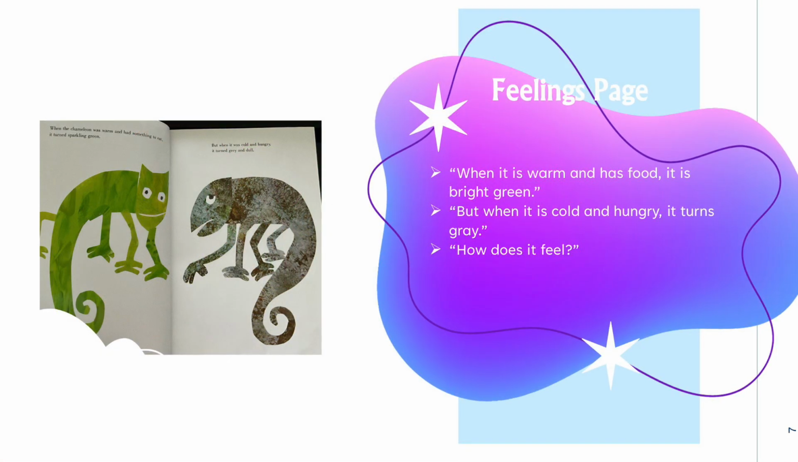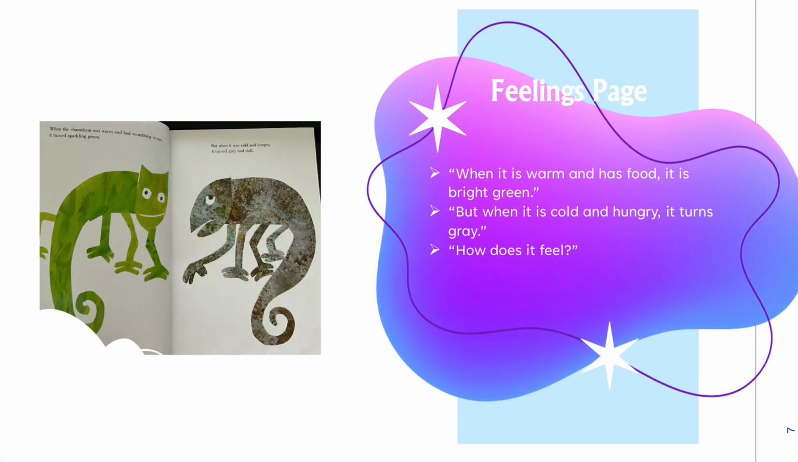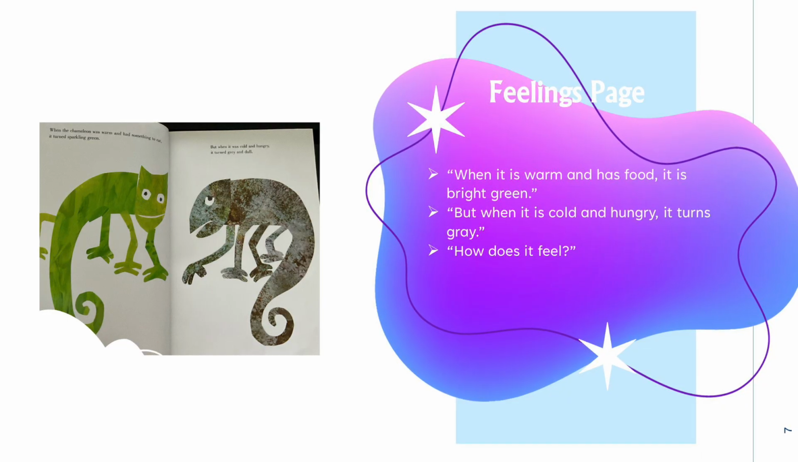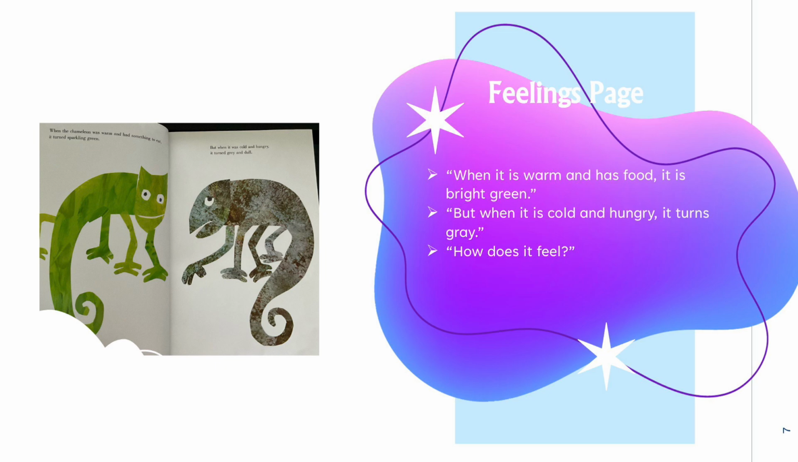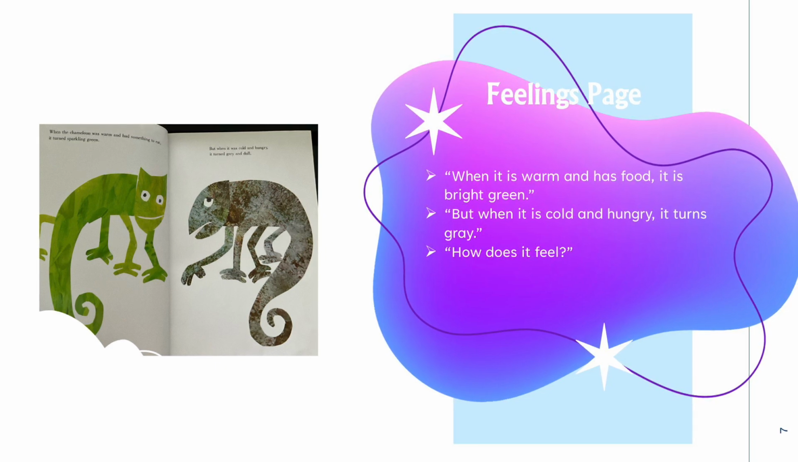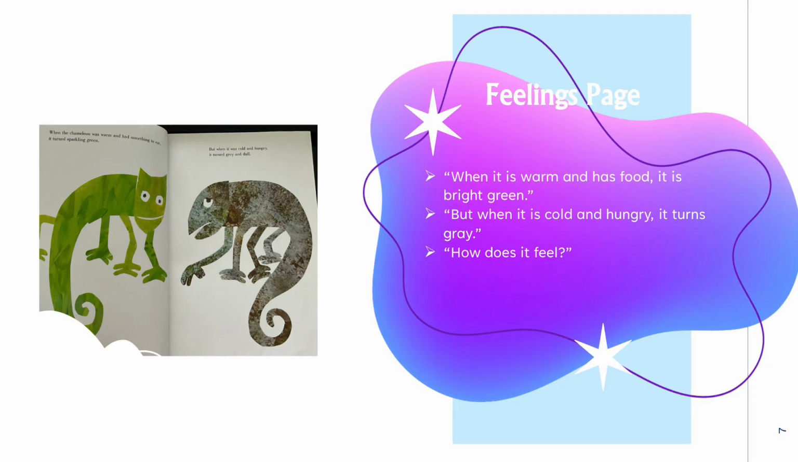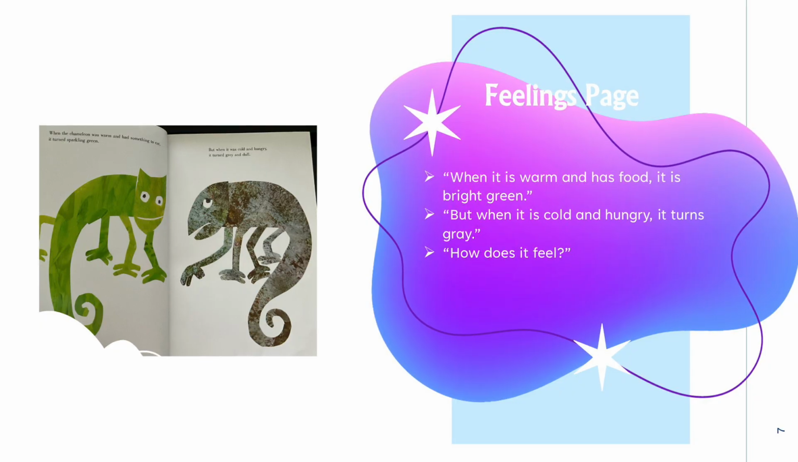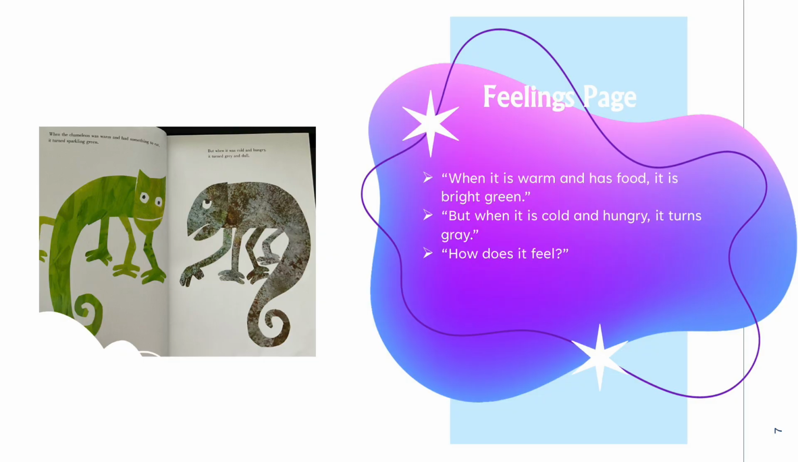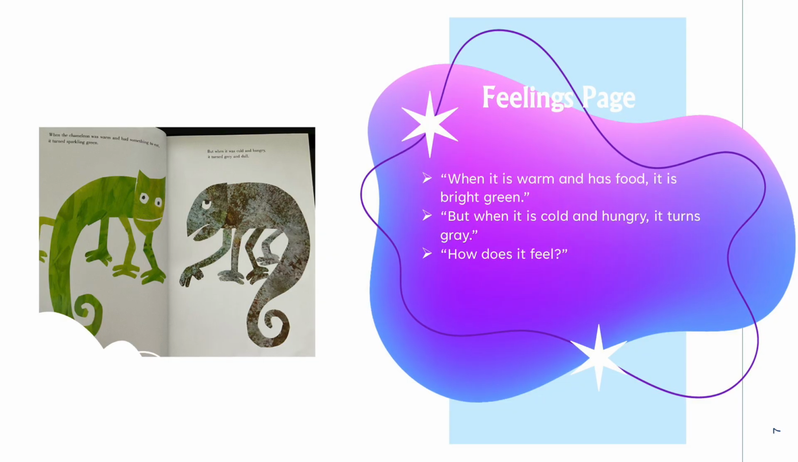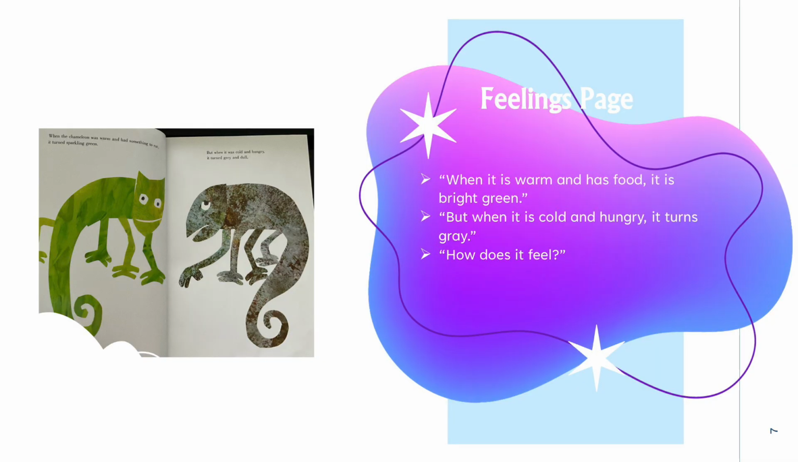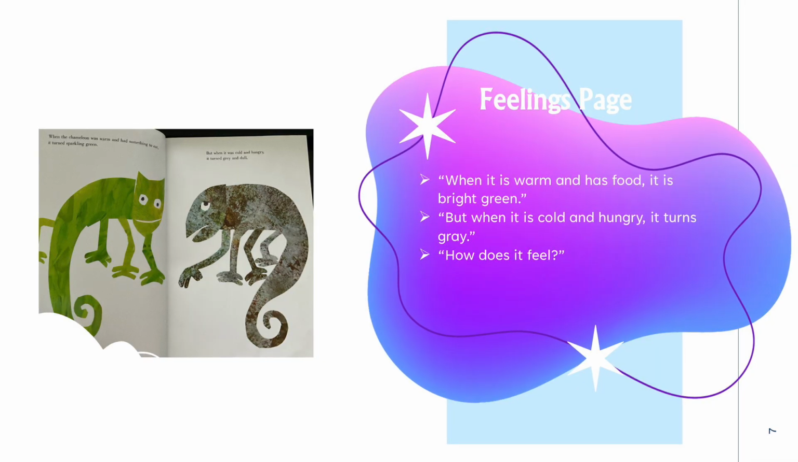When the chameleon was warm and had something to eat, it turned sparkling green. But when it was cold and hungry, it turned gray and dull. So when it was warm and satisfied, the chameleon is bright green. But when it's cold and uncomfortable, it turns gray. How do you think it feels? This is trying to help the students connect emotionally to the story.